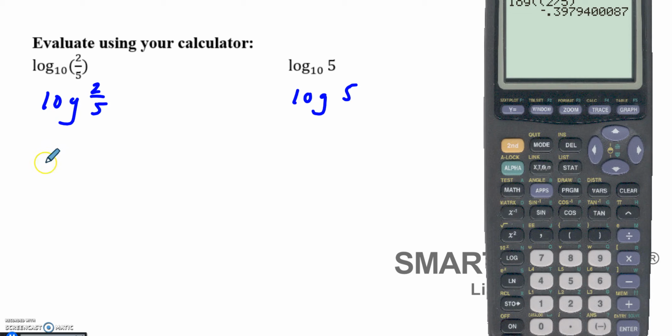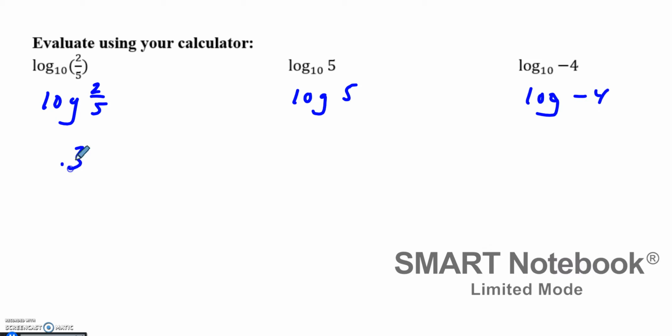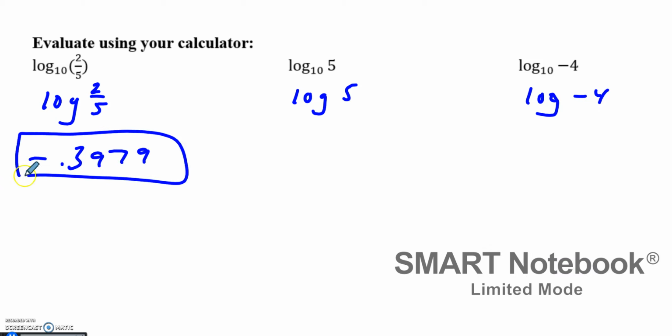This log is not perfect, and here's why. Let me write the answer down first. -0.3979. The reason the answer is not perfect is if you think this through, if there's really a base 10 here, and you're trying to find the exponent, you have base 10 to the what equals 2/5. Now, 10 to the first is 10. 10 to the 0th is 1. 10 to the -1st is 1/10. 10 to the -2nd is 1/100th. So we do not have a perfect exponent or an integer exponent. So that's why my answer is a decimal.